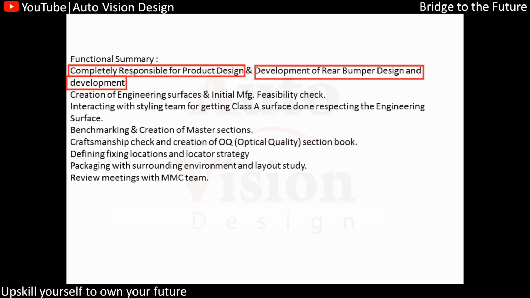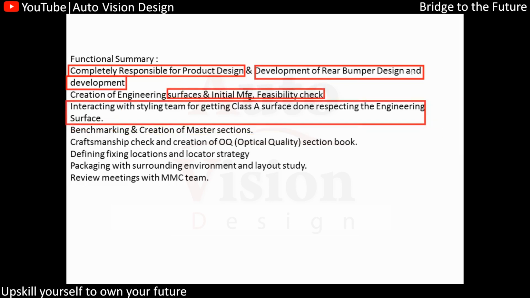If you don't have the thorough responsibility and the product design, you can follow the instructions like what they have said earlier. So you can say you were following the instructions given by the team leader, project leader, whatever it will be, or following the instructions of the OEM: creation of engineering surfaces, initial manufacturing feasibility check. You can do the studio surface feasibility check or not, that you need to mention. Interacting with the styling team to get class A surface done with respect to the engineering surface.